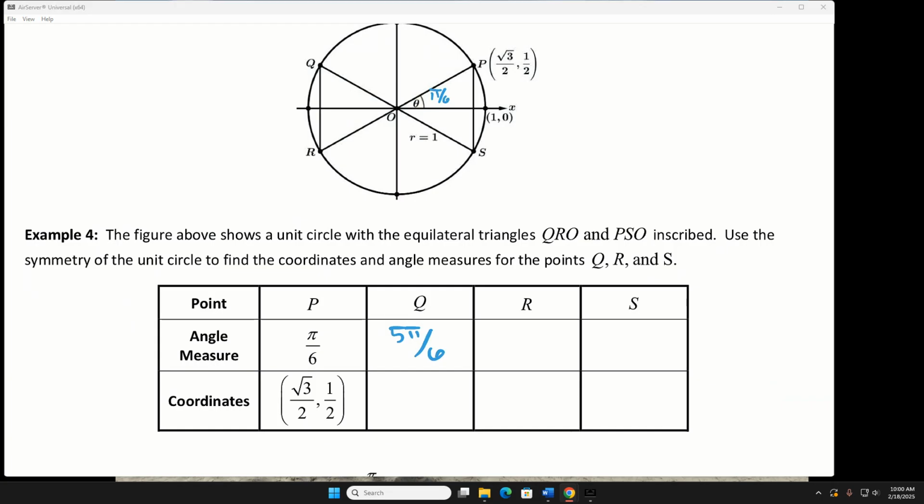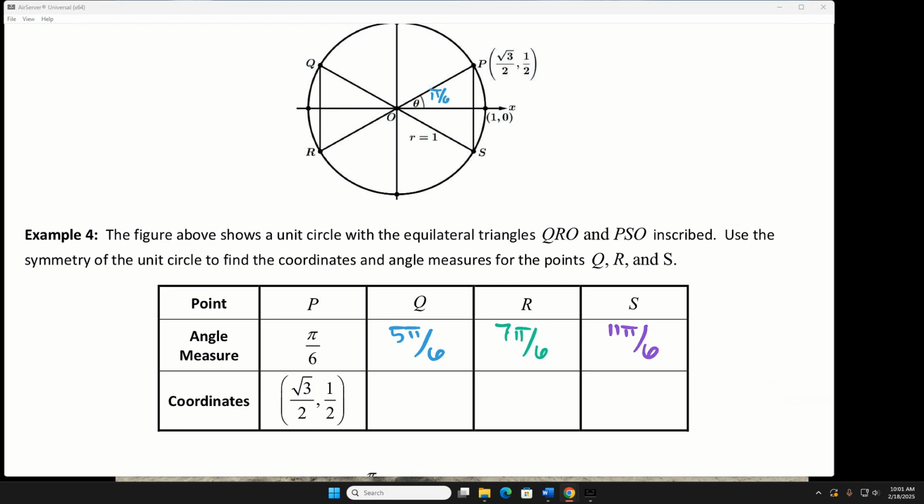All right, R, is pi over 6 more than pi? Good job. 7 pi over 6. And then S is pi over 6 less than 2 pi. Nice job. Okay, so that's a review.